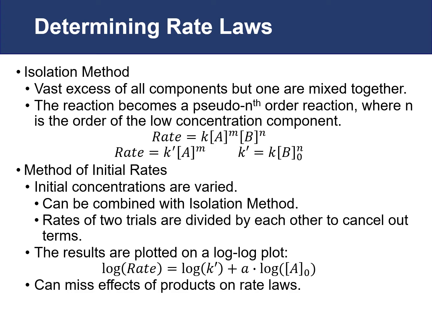You won't be able to see whether or not there's an intermediate or a product that has a substantial effect on the rate. So the problem with the method of initial rates is it doesn't look at the effect that products or intermediates can have on the rates, right? Those get totally missed via this method.